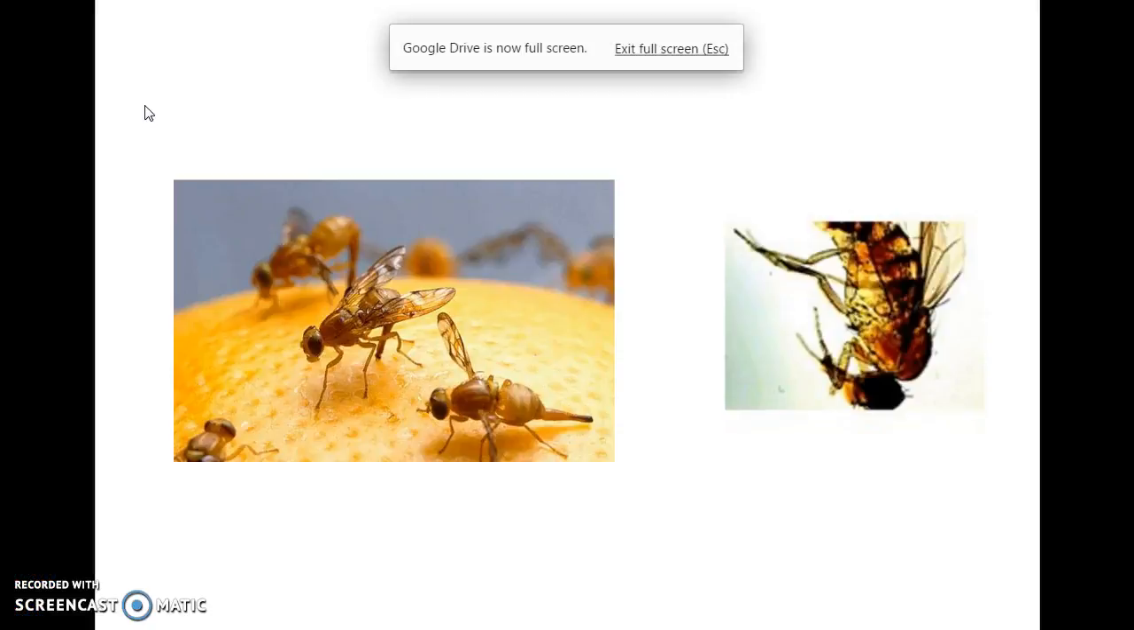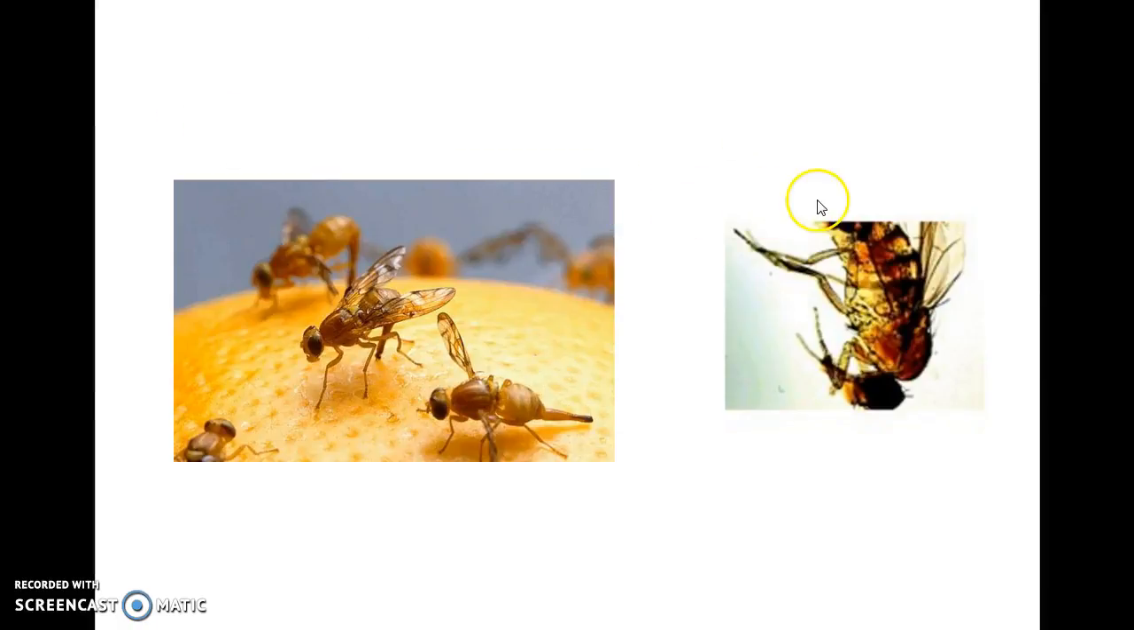Okay, today what I'd like you to do is to take a look at some microscope slides. They've already been laid out for you. The first microscope slide I'd like you to look at is of a Drosophila, or a fruit fly. And a fruit fly is a pretty common house pest.